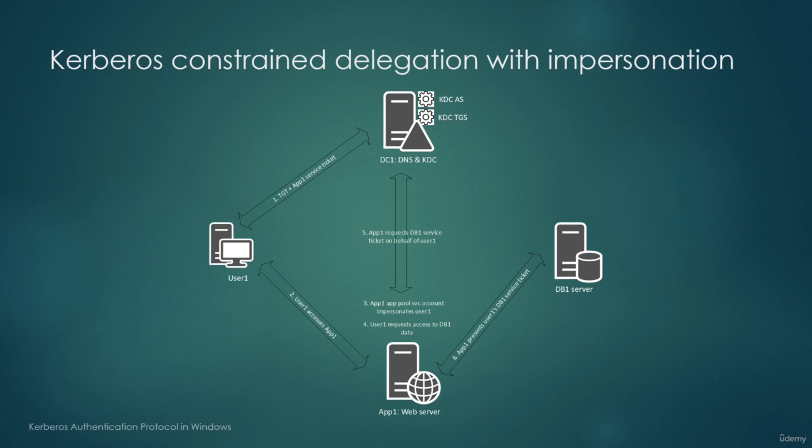In this demo, we are going to see how constraint delegation works and what gets recorded in the security logs and in network monitor trace. We are going to test a double hop configuration with constraint delegation.